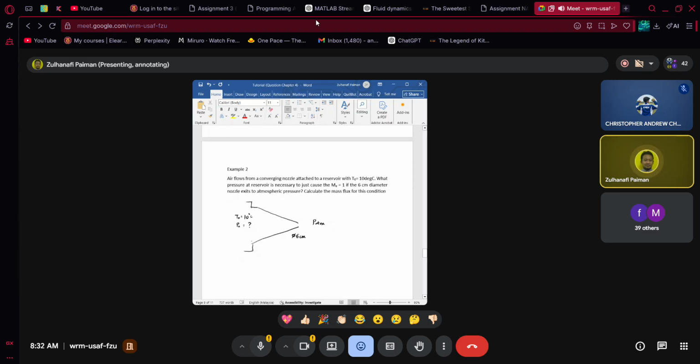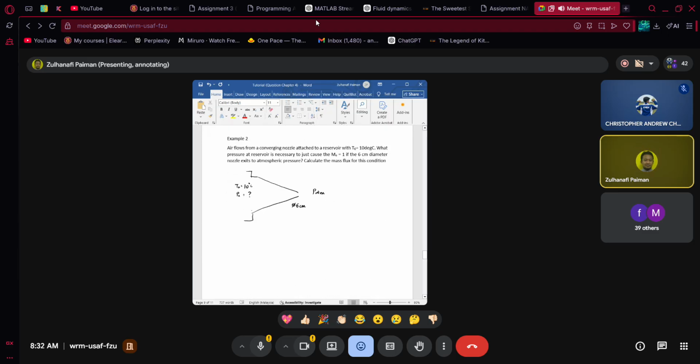Let us try the next example. For this case, air flows from a converging nozzle. We have a converging nozzle here attached to the reservoir, with temperature at the reservoir of 10 degrees C. So the question is, what pressure at reservoir is necessary to just cause the M exit to be equal to 1? M E stands for the Mach number at the exit. So you know here the Mach number at the exit is equal to 1.